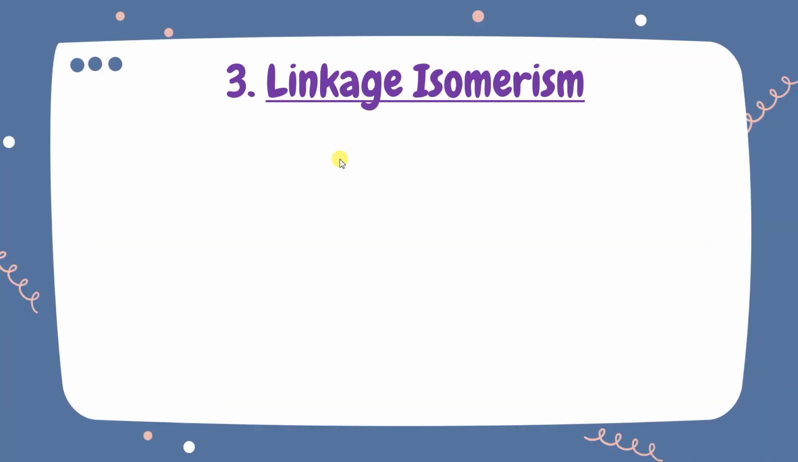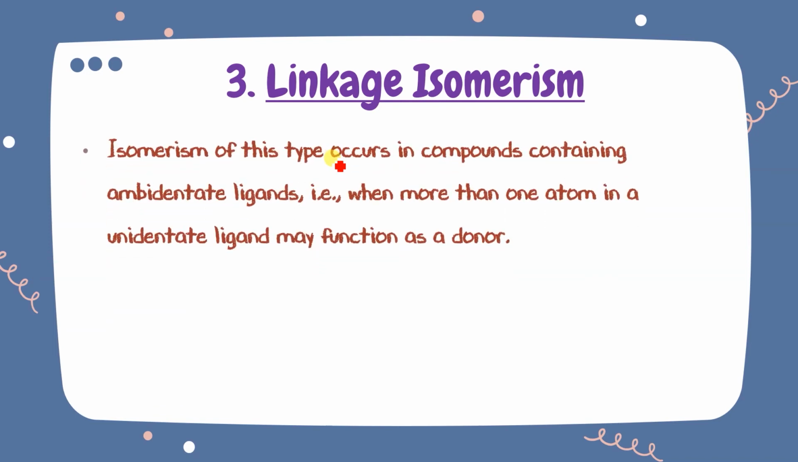So let's move to next, linkage isomerism. Linkage isomerism is also very easy to learn. It will be given by only 4 ligands, and that is called ambidentate ligand. If ambidentate ligands are present, then that compound will show the linkage isomers, otherwise not at all. So isomerism of this type occurs in compounds containing ambidentate ligand.